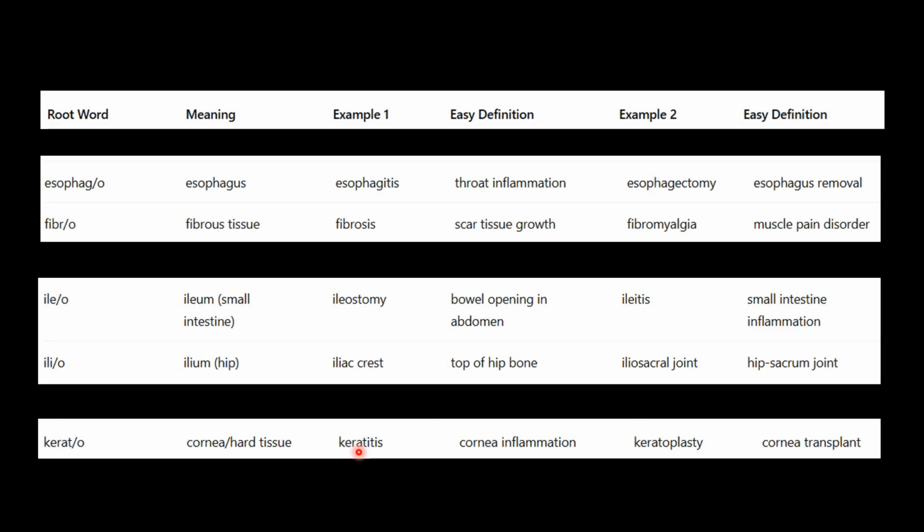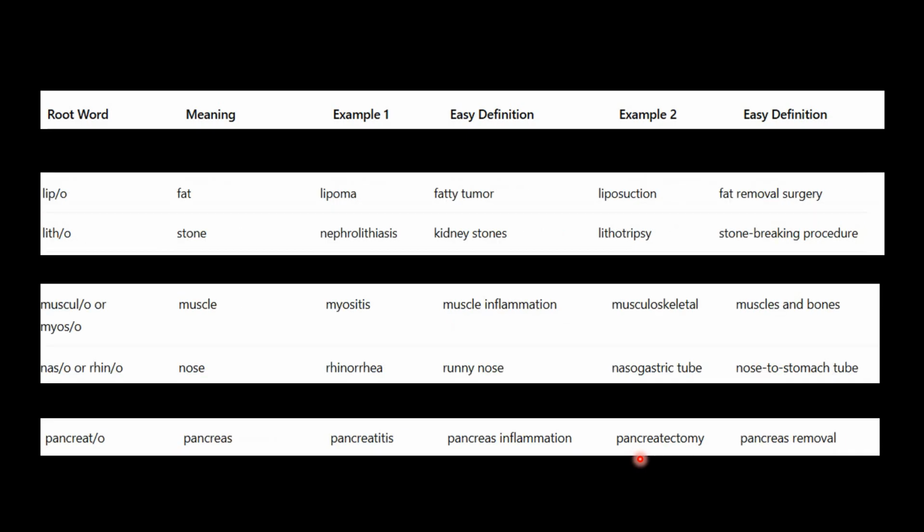So if a patient is suffering from cornea inflammation, then in that case we will utilize the terminology that is keratitis. Likewise, we have keratoplasty. Keratoplasty means cornea transplant. So if doctors are performing the transplant of cornea, then in that case we will use the terminology that is keratoplasty.